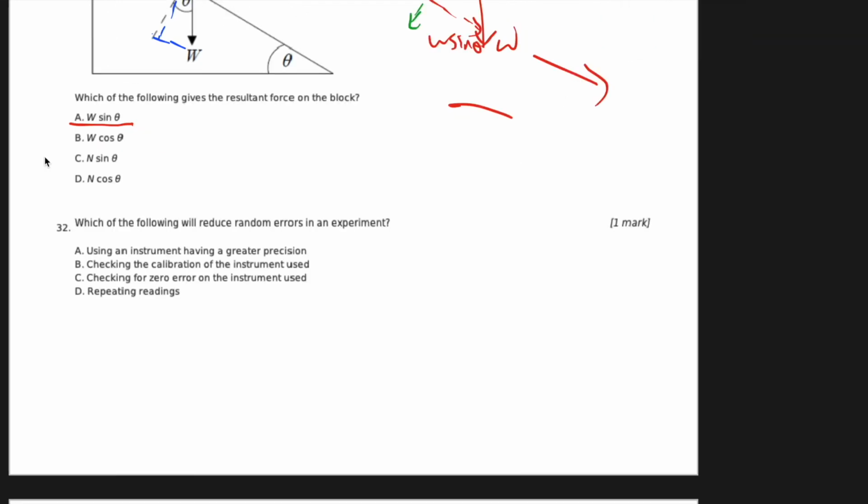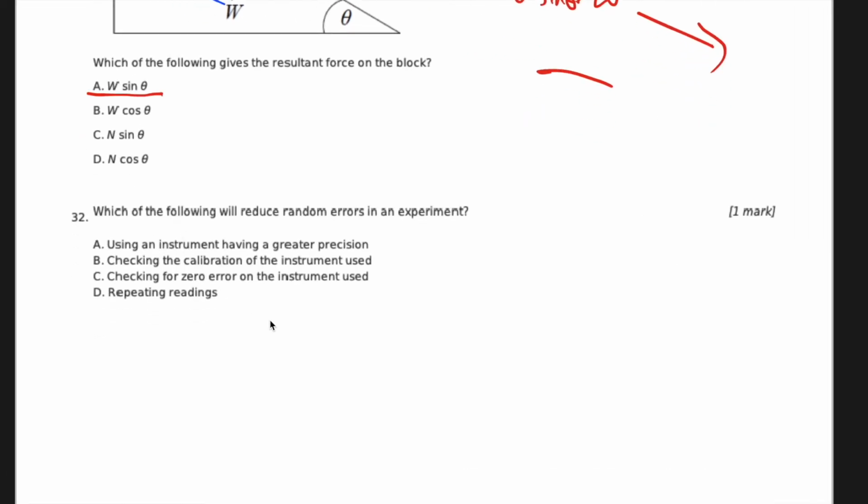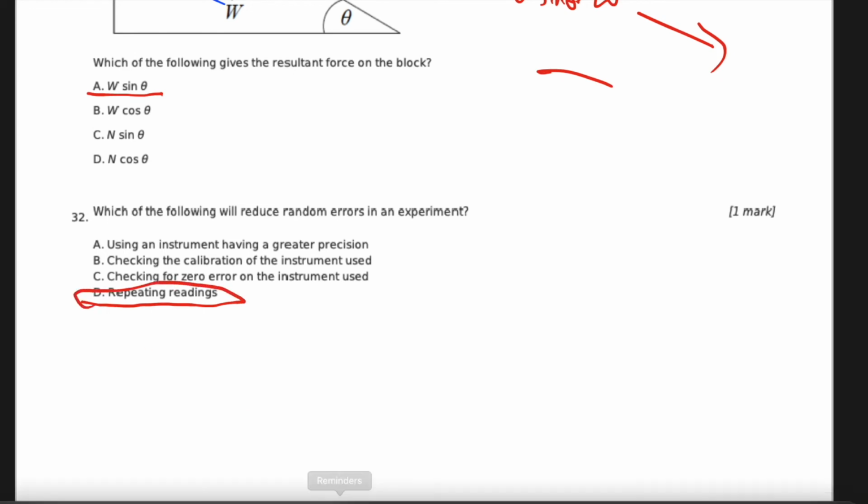Which of the following will reduce random error in an experiment? A, using an instrument having greater precision, this will only reduce systematic error. B, checking calibration of the instrument used, this will also reduce systematic error. C, checking zero error on the instrument used, same thing, reduce systematic error. D, repeating readings, this is going to reduce random error. So D is the correct option.